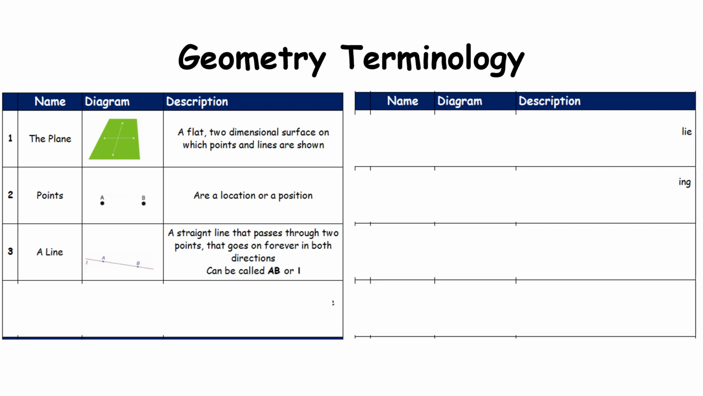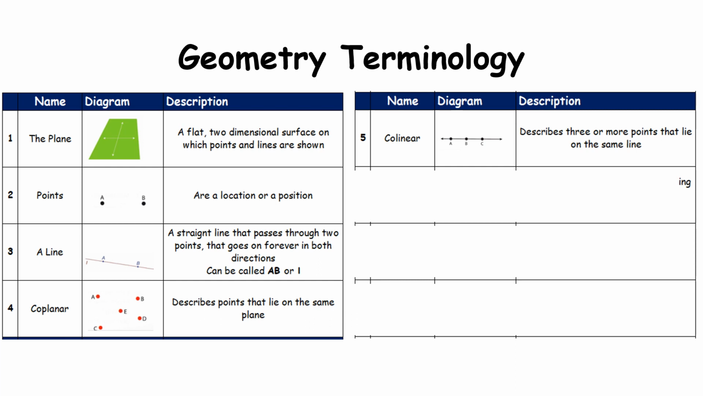So a line is a line that passes through 2 points and goes on forever in both directions. And that's really, really important to remember, that a line goes on forever. So there's two ways that we could name this line here. It could be named by the 2 points which lie on it, A, B, or it could be given a single letter, L. So coplanar describes points that lie on the same plane.